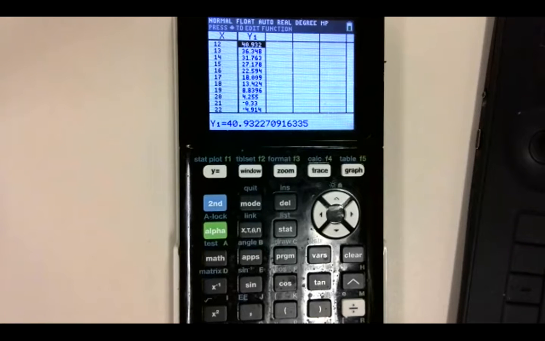Now, in the last few days, we've done about 5 examples of this, and it's the same thing over and over again.